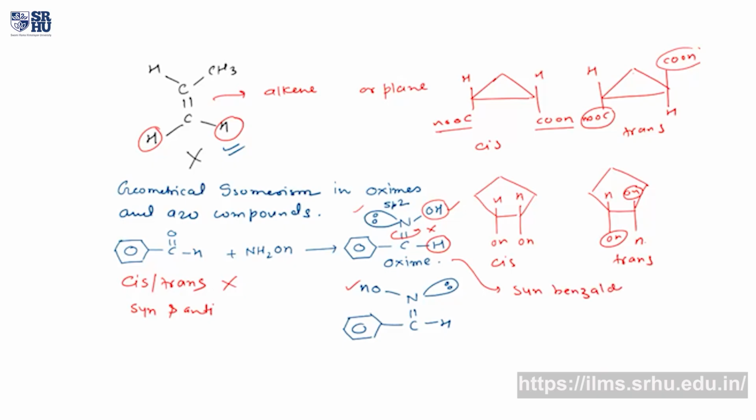benzaldoxime. And because in this molecule the H and OH groups are lying on the opposite side, we will use the word anti-benzaldoxime. Okay, so this is how syn and anti are named. In syn, H and OH lie on the same side of the double bond, and in anti, H and OH lie on the opposite side of the double bond.